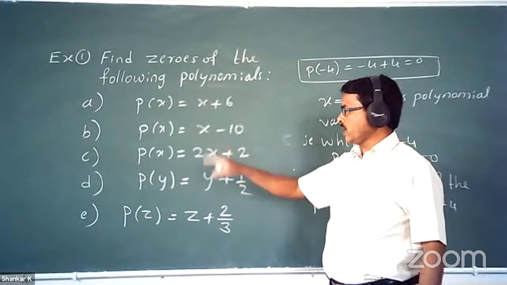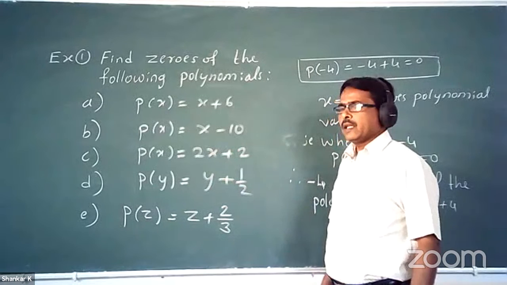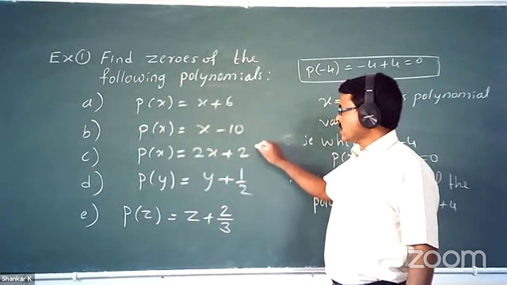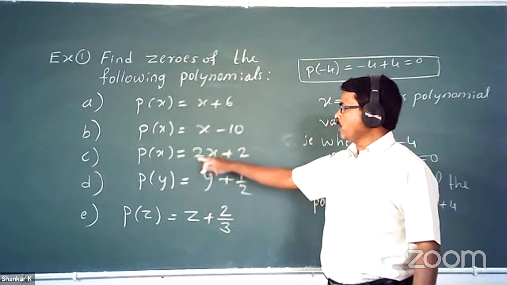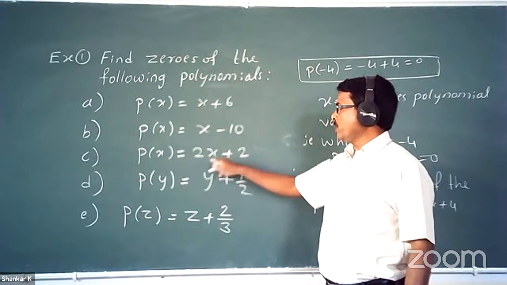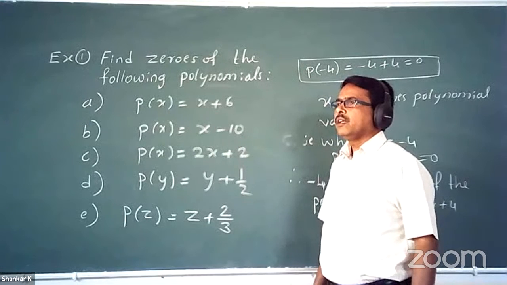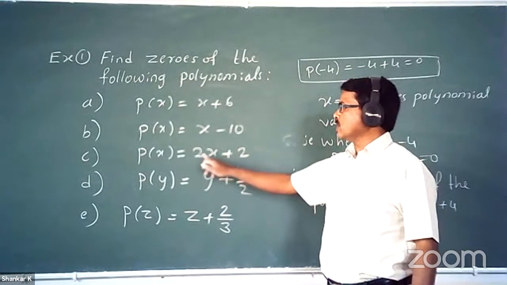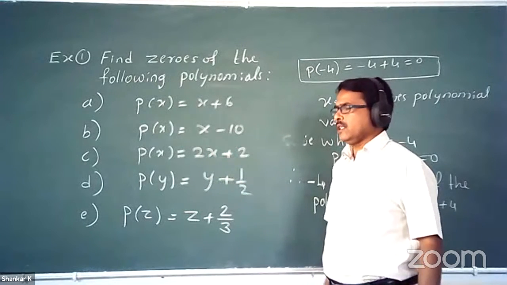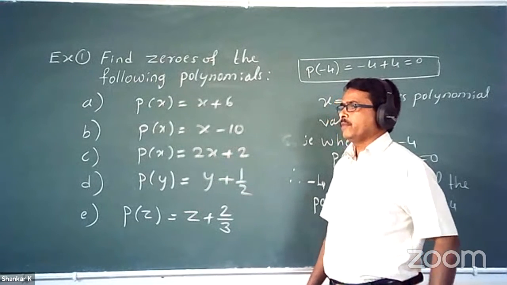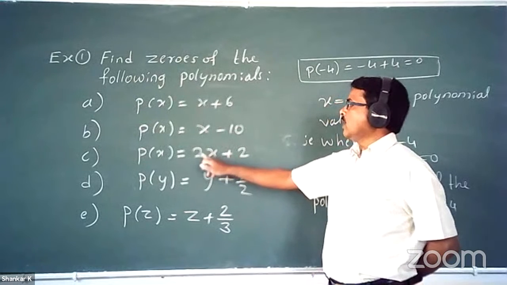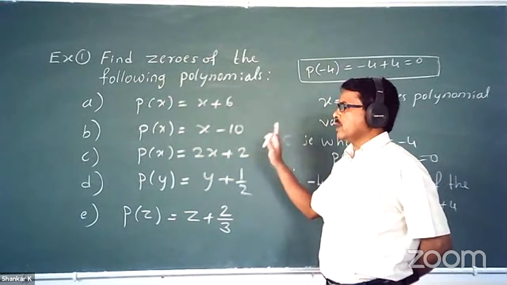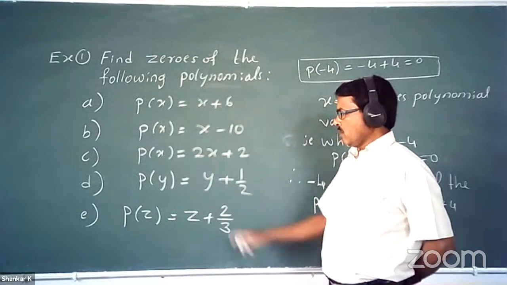what should be your x value to get 0? If you take 1, 2 into 1 is 2, 2 plus 2 becomes 4, no? If you take minus 4, 2 into minus 4 is minus 8, minus 8 plus 2 is minus 6. Minus 1 you take, no? 2 into minus 1 is minus 2. Minus 2 plus 2 becomes 0. So minus 1.